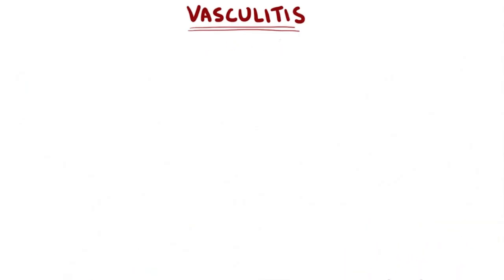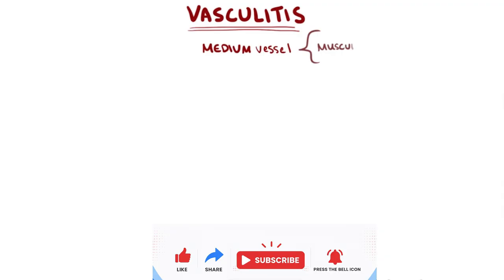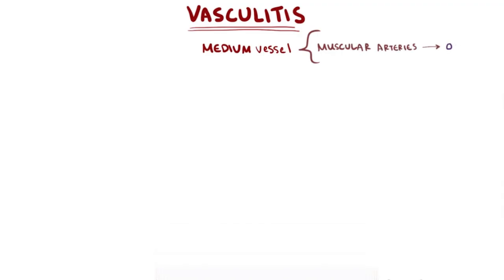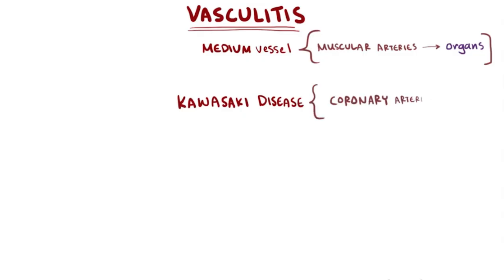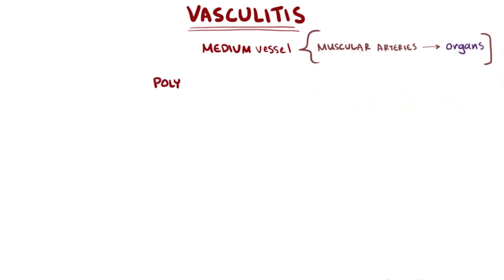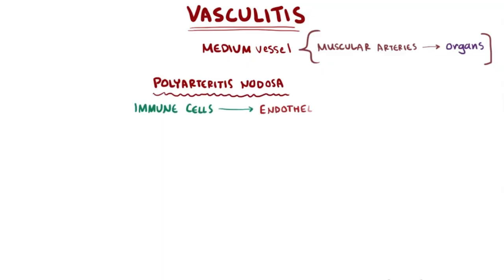Alright, so now let's move on to the medium-sized vasculitis diseases. These vasculitis diseases typically affect a wide range of muscular arteries that supply organs, which gives the conditions a wide range of possible symptoms. The most common type of all vasculitides is Kawasaki disease, and we've got a separate video on Kawasaki disease, but for now it's important to note that it affects the coronary arteries, the muscular arteries serving the heart. Next, there's polyarteritis nodosa, which is thought to occur when the immune cells directly attack the endothelium, confusing it with hepatitis B virus.